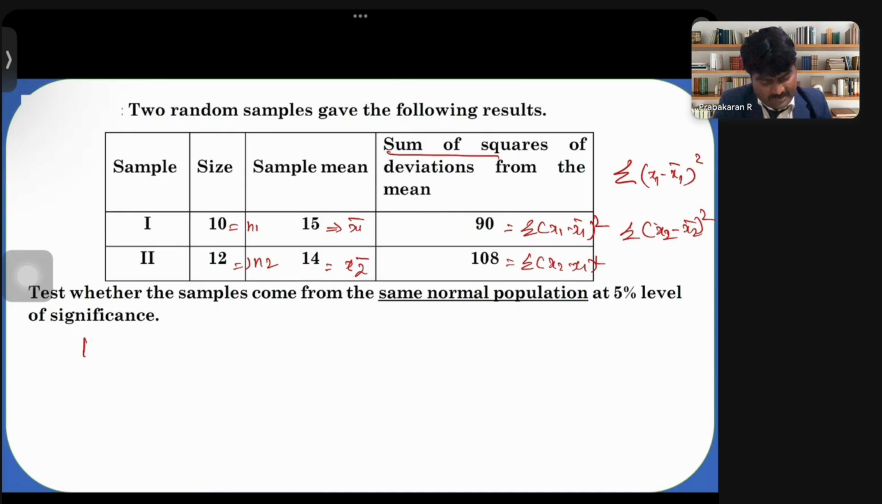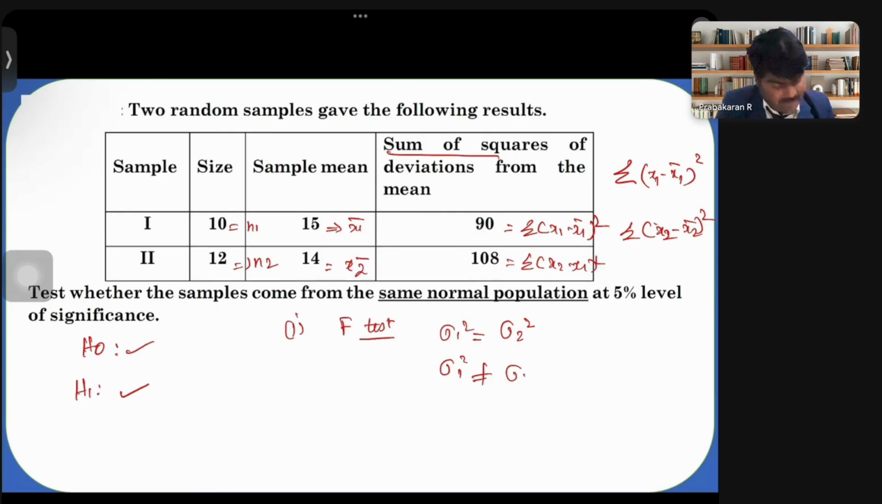Just create the hypothesis. H0: the two samples come from the same population. H1: the two samples do not come from the same population. If you want to write it more precisely, first I will apply the F test to check the variances. That is, the null hypothesis sigma 1 square equal to sigma 2 square; the alternative hypothesis sigma 1 square not equal to sigma 2 square.